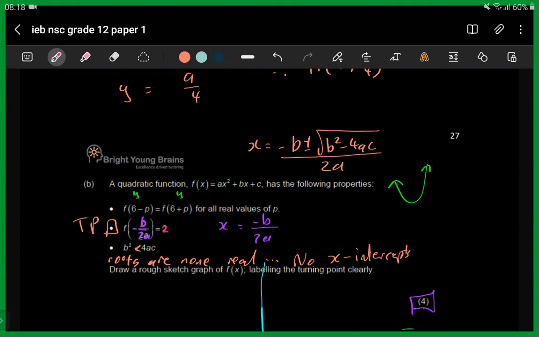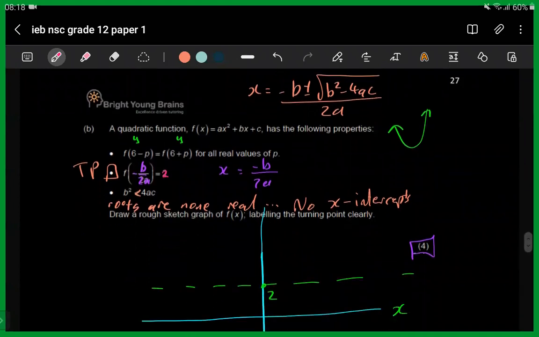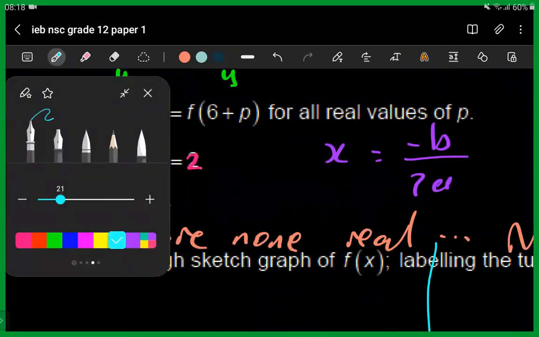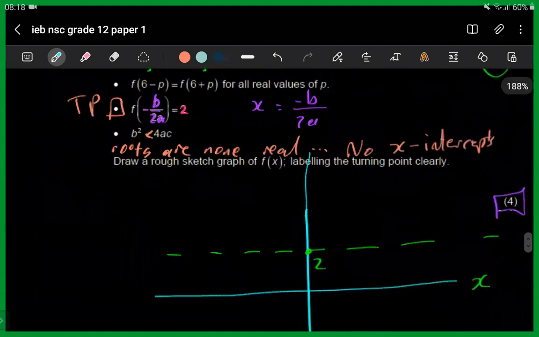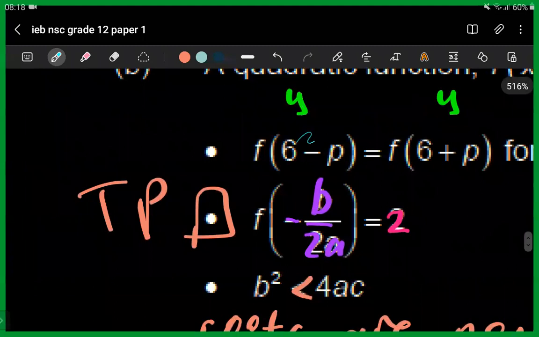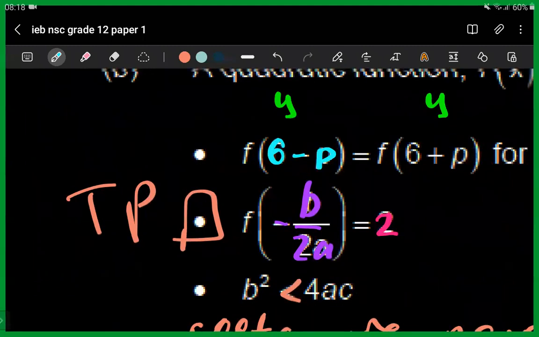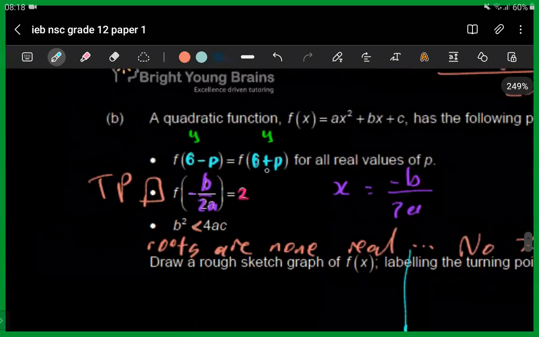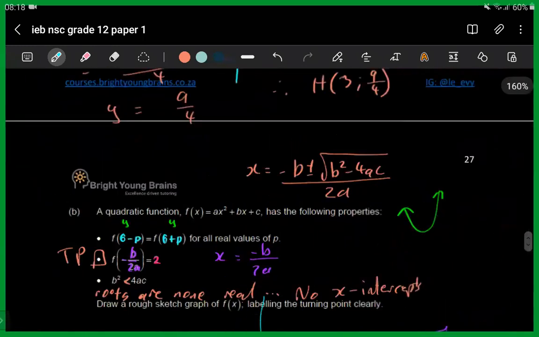But hey, this is good for all real values of p. Yeah, this statement, there's definitely something here. I just cannot put my finger on it, but let's try and see what we can do with it. So it basically means, oh yeah, if this is a specific x value, right, and this is a specific x value, it just means that this is an x value somewhere on the graph, and this is an x value somewhere on the graph also. They have the same y value, you see.